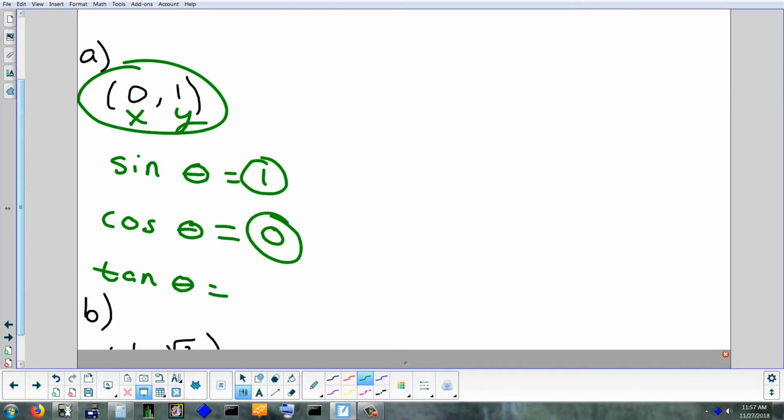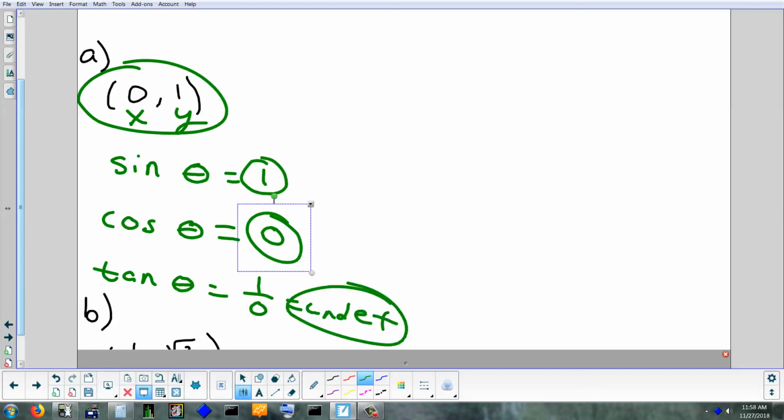Well, tangent, now we're going to divide y by x. So what would that be, Chris? Undefined. It's undefined. Make sure you can write 1 divided by 0, but then tell me that it's undefined. Okay. Once we get the 3 on the left, what can we do with each one of those to get the 3 on the right? Yeah. Just take the reciprocal.